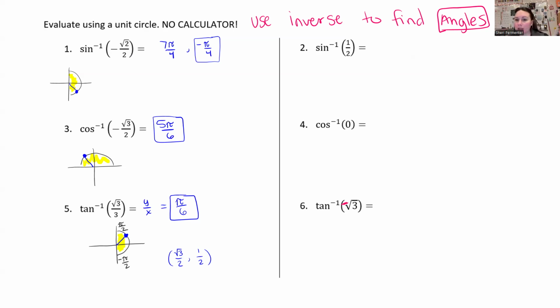For the first one, inverse sine of 1/2. What did y'all find? Pi over 6. You had to look on the side of the circle, and it was positive, so you had to look in the first quadrant. When is cosine equal to 0? At what angle? Pi over 2, you go straight up. You're not moving left or right. You're going straight up. So pi over 2.